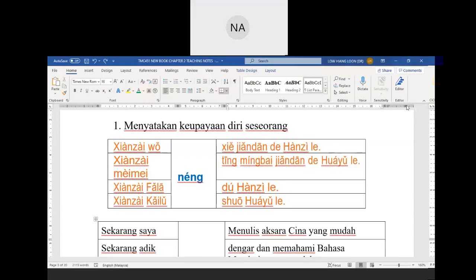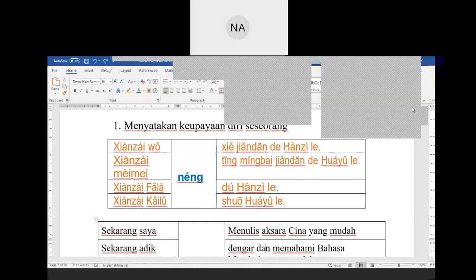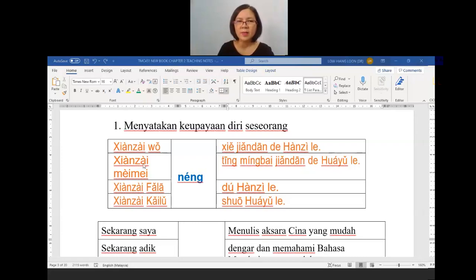Okay, now, second. Nurul Aina, number two. 现在妹妹能听明白简单的话语了. Okay, what does it mean? Adik perempuan berupaya mendengar dan memahami dengan mudah. Bukan dengan mudah. Mudah punya Mandarin. Yes.